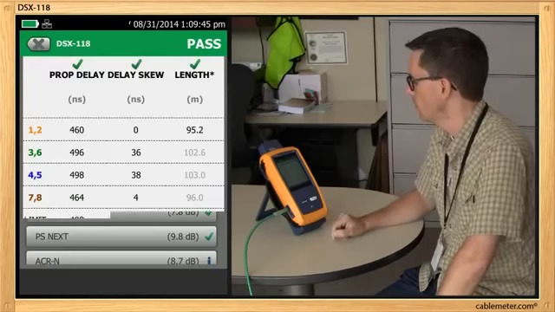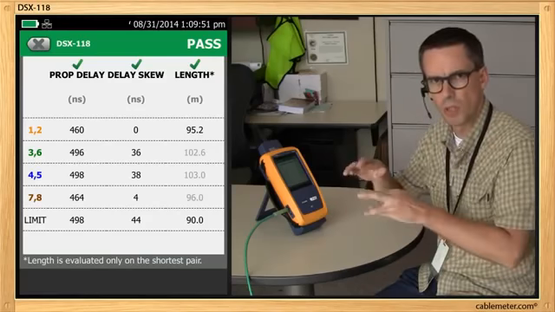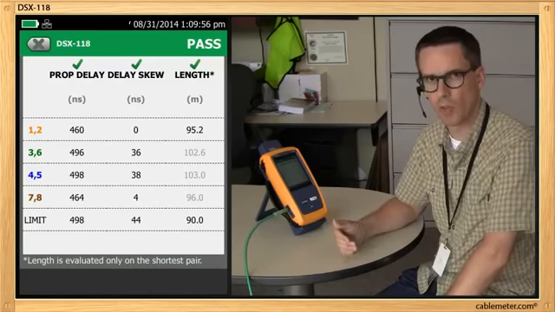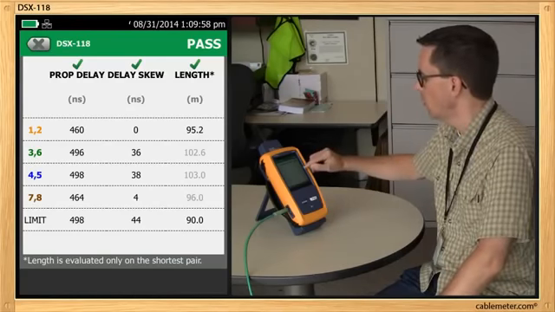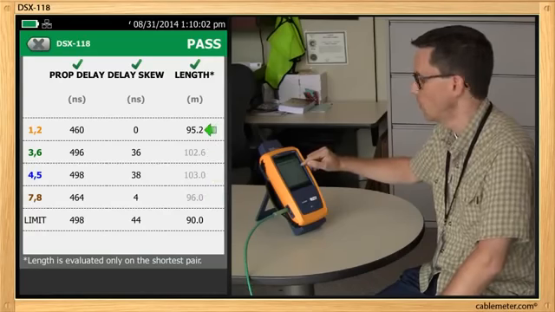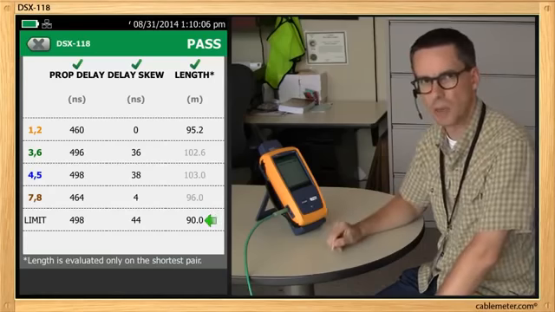If we tap here, we'll see our lengths. And you get 4 different length readings because there are 4 different twists in the cable, and the standard requires us to do a pass-fail on the shortest length. So you'll find that 3 of them are actually grayed out, and the shortest one is the one that we're evaluating. But you'll notice the limit says 90 meters.